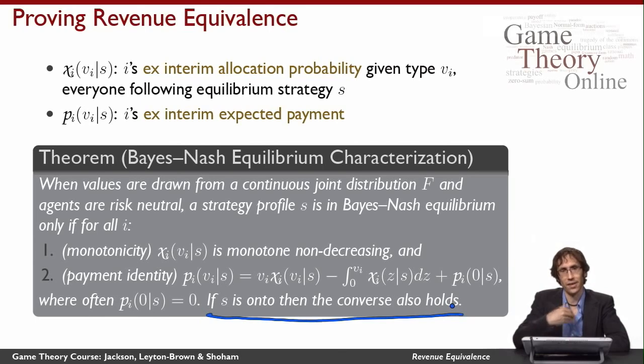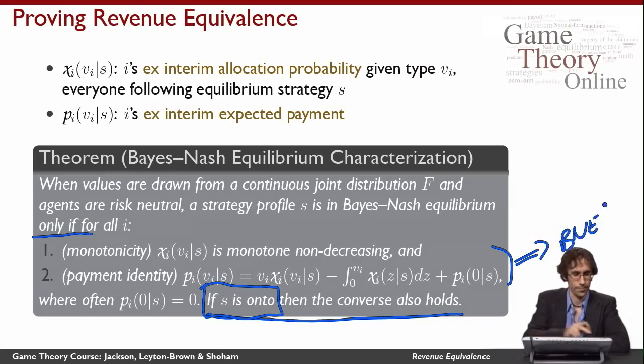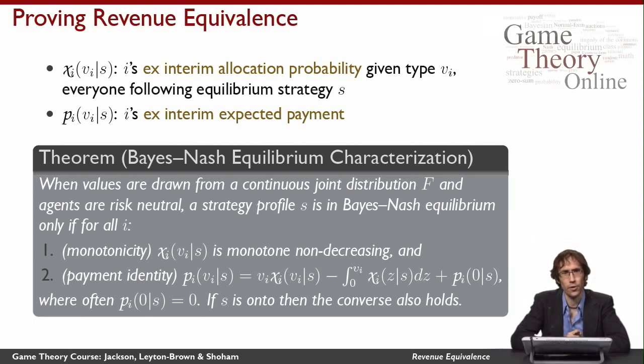So it says, if S is onto, then the converse holds. What does that mean? Well, here we've said that a strategy profile S is in Bayes-Nash equilibrium only if these two conditions hold. Here we're saying if we add the requirement that S is onto, which I'll explain in a second, then it's also sufficient. Then these two conditions imply Bayes-Nash equilibrium. So what does it mean for S to be onto? It means there's some type you could have that would lead you to make any given bid. So I can always simulate any action that I want to take in the game by pretending to have a certain valuation. So that means that I can get to any action in the game by having a valuation. Formally, we say the strategy profile is onto.